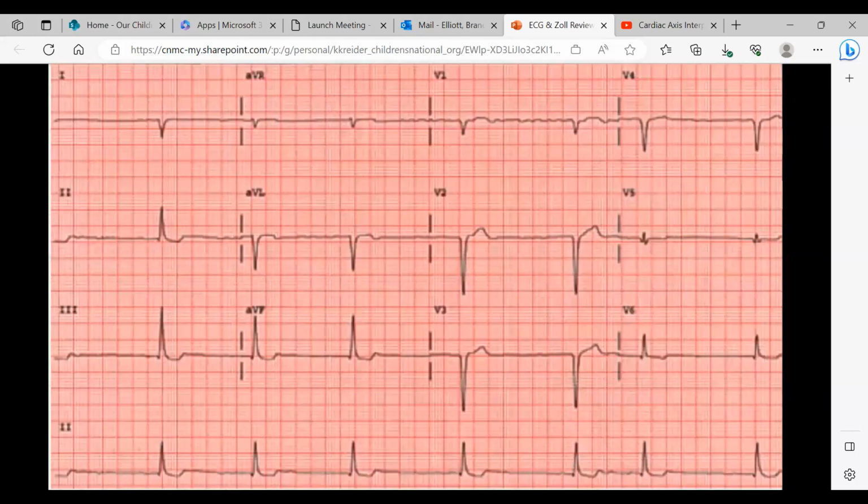All right. So Gwen, here's my EKG. Read it for me, please. So 1 is downward deflection, 2 is upward deflection, and aVF is upward deflection, right? That's what I'm looking at. Yep, correct.